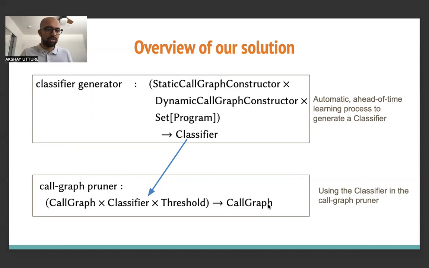The call graph pruner, which is the second component, can be thought of as a function that takes as input an existing call graph, the classifier learned by the generator, and a threshold, and outputs a pruned call graph. The threshold used in the call graph pruner is a hyperparameter that sets how aggressive the call graph pruner is going to be in its pruning. And we'll talk more about it soon.